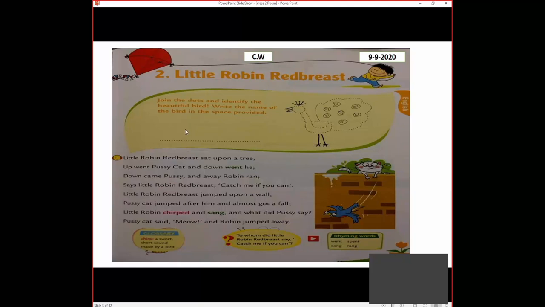So this poem is about little robin. Now who is little robin? Little robin Red Breast is a bird, small bird. But what is the pussycat doing here? Pussycat wants to catch this bird. Several times the pussycat wants to go and catch. But what happens last? What happens in between? Little robin says, catch me if you can. He says to whom? To the pussycat. Then little robin Red Breast jumps up a wall. Pussycat also jumped after him. And what happens? Almost. Who falls? Pussycat. Okay? So you see the poem now? Finally, little robin jumped away. He was very happy and he jumped away. And the cat became very sad.